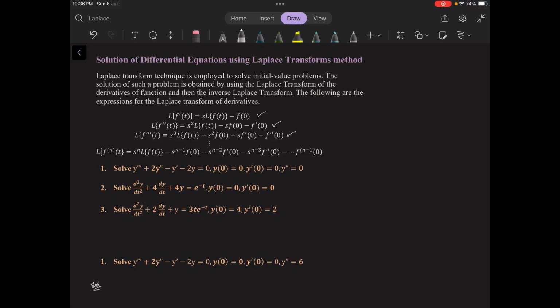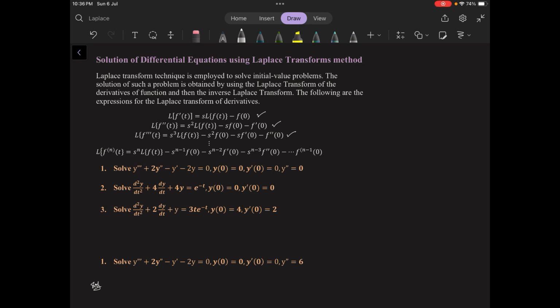Welcome to the lecture series on Laplace transformation. Today we are going to solve a differential equation using the Laplace transformation method. So first we should know the Laplace transformation of a derivative to solve a differential equation.